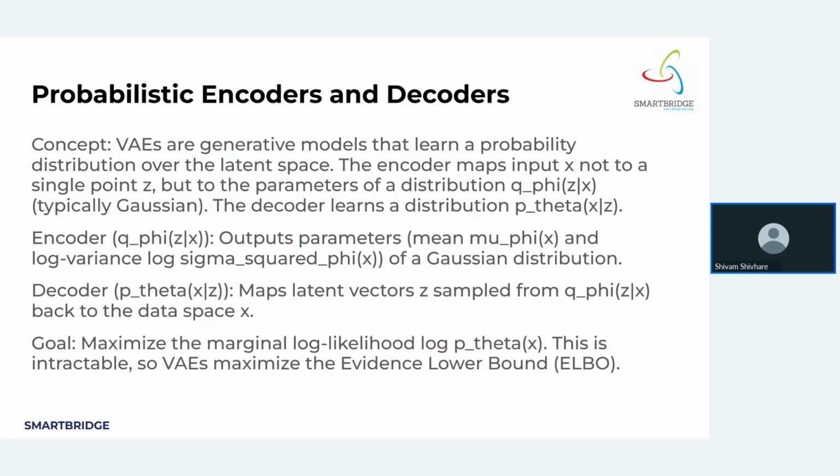These probabilistic encoders and decoders learn from a probability distribution. Probability distribution is nothing but how the data has been distributed. It is going to check and give that information over the latent space. So we have the latent space, and it will check how the data has been distributed.